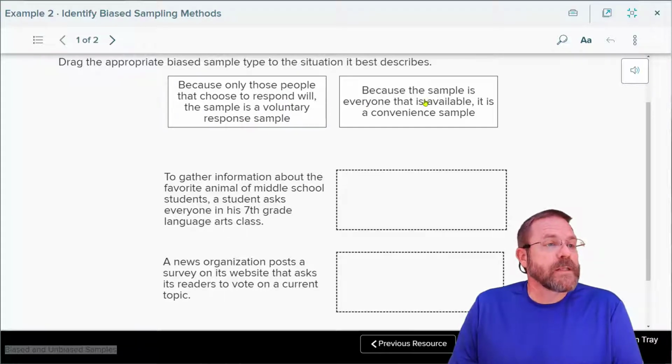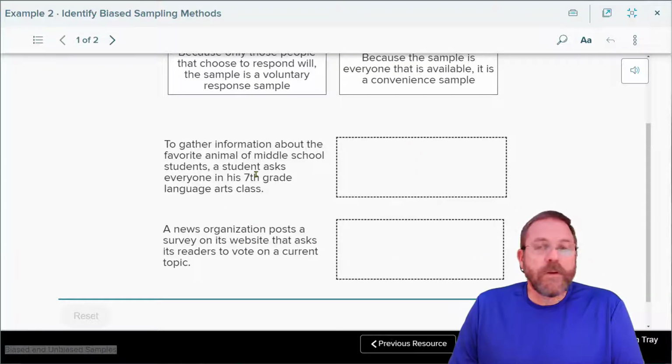Or, because the sample is everyone that is available, and therefore it is a convenience sample. So we want to know, are we looking at a voluntary response sample or a convenience sample? Those are the two different types of biased samples. The first one: to gather information about the favorite animal of middle school students.